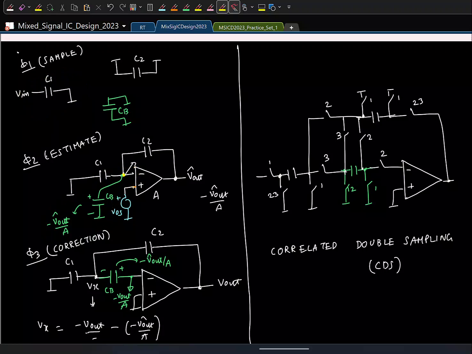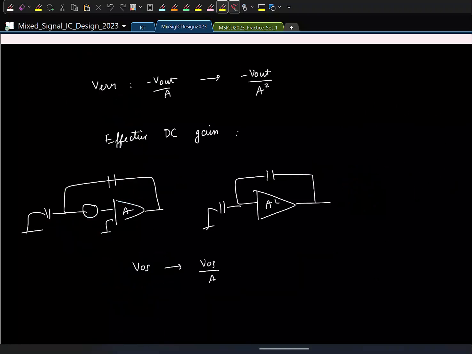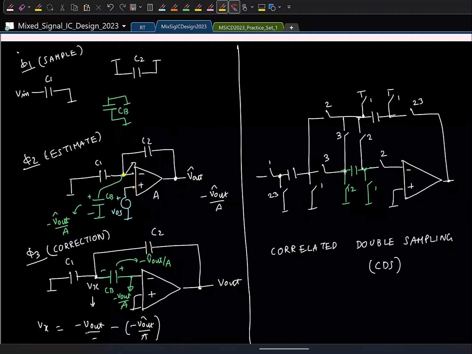And it's correlated because if you think carefully, the error is estimated in one clock phase phi 2 and we are correcting that error in the other phase. The assumption is that the error doesn't change in the two phases. I mean, in this case, it makes sense because we have already sampled the input. For that input, the error is same. And even for DC offset, the DC offset doesn't change from clock phase to clock phase. So the DC offset is also the same.